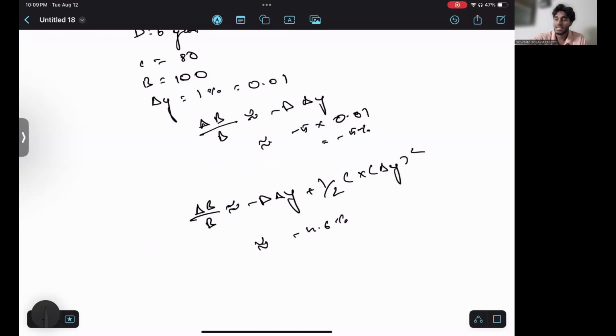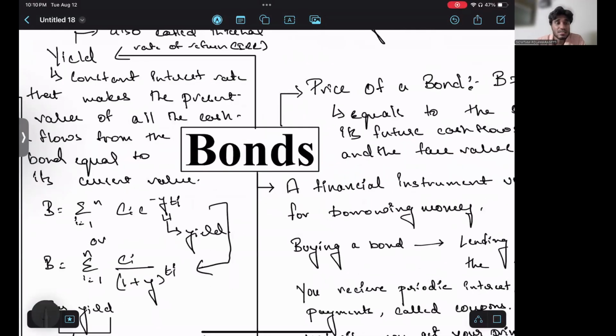This demonstrates that higher convexity makes bond prices less sensitive to yield increases and more sensitive to yield decreases, improving the precision of price change estimates, especially for larger interest rate movements. Convexity thus refines the duration estimate by accounting for the curvature in the price-yield relationship. This is about bonds and important features of bonds like the price of a bond, the yield of a bond, the duration of a bond, and the convexity of a bond. Thank you.